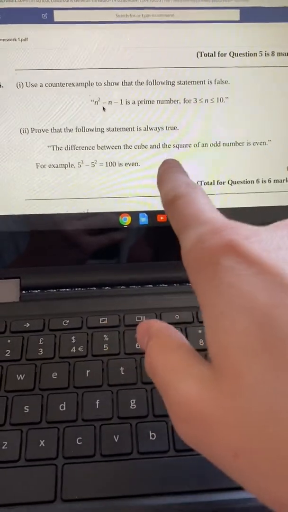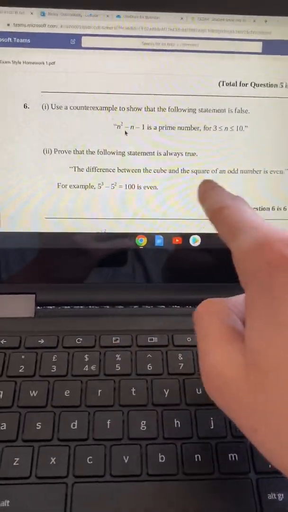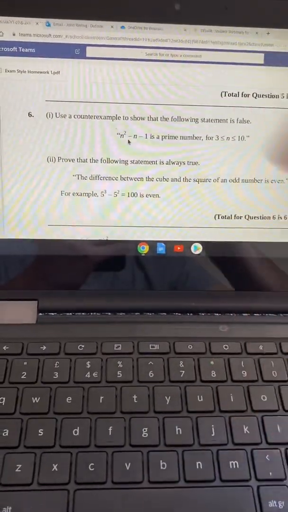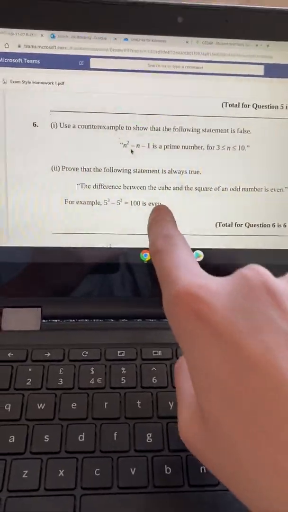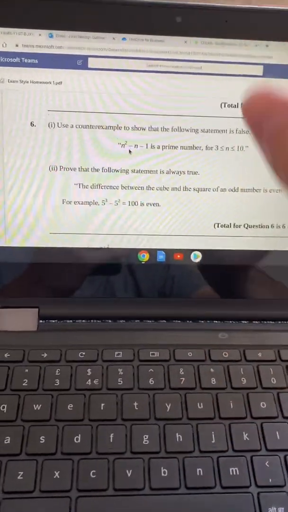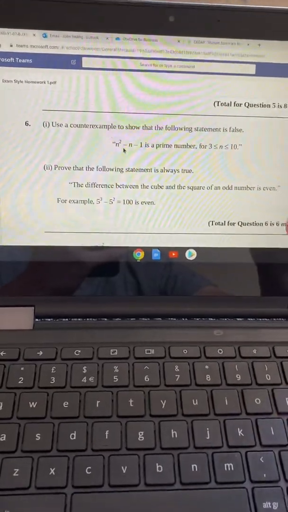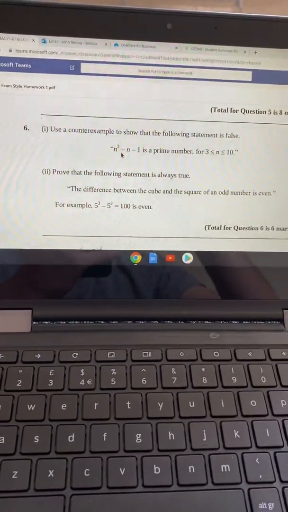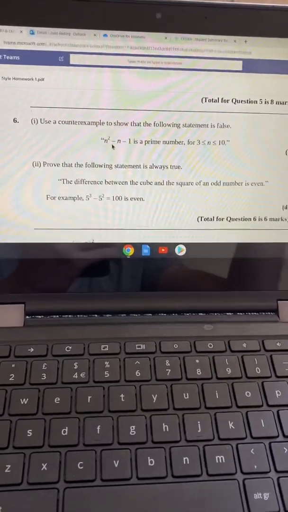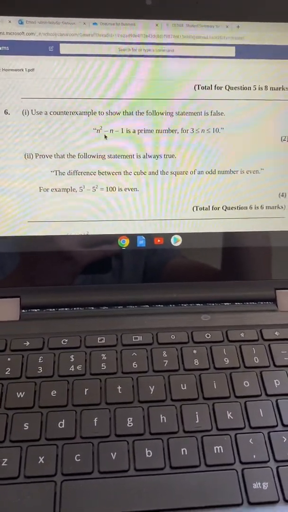And then you just do what it says. So the cube and the square, the difference of the cube and the square. So if you're defining the odd number as 2n add 1, you'd be wanting to show that (2n add 1) all in brackets cubed, take away (2n add 1) in brackets all squared, expanded and simplified, has a common factor of 2.